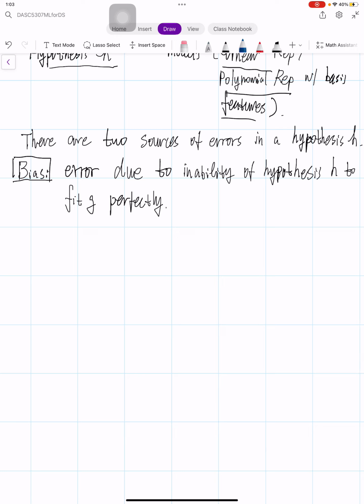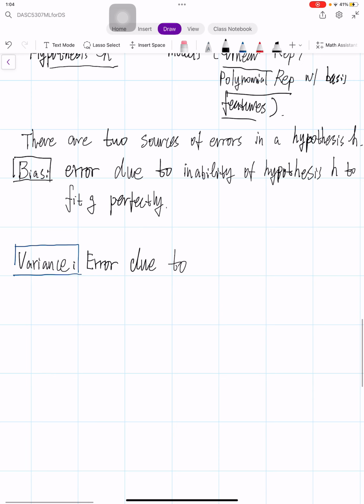Okay, and the second error source is the variance. This is the error due to fitting random noise in the data.